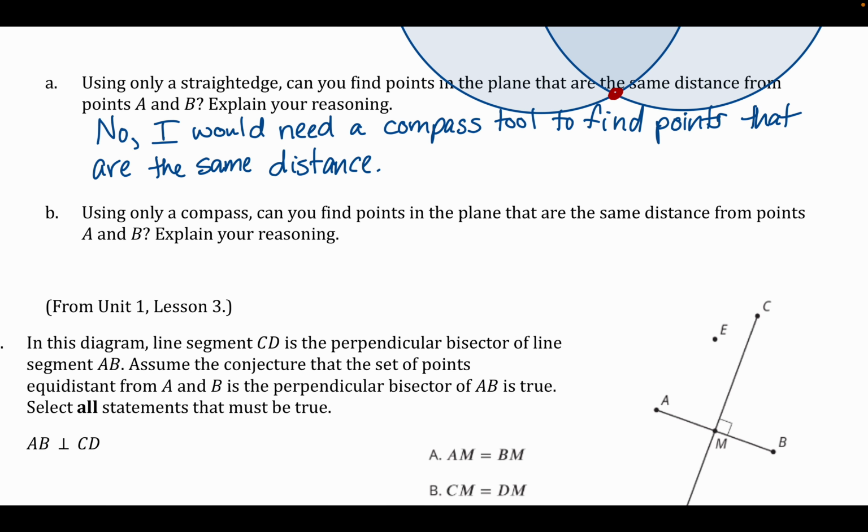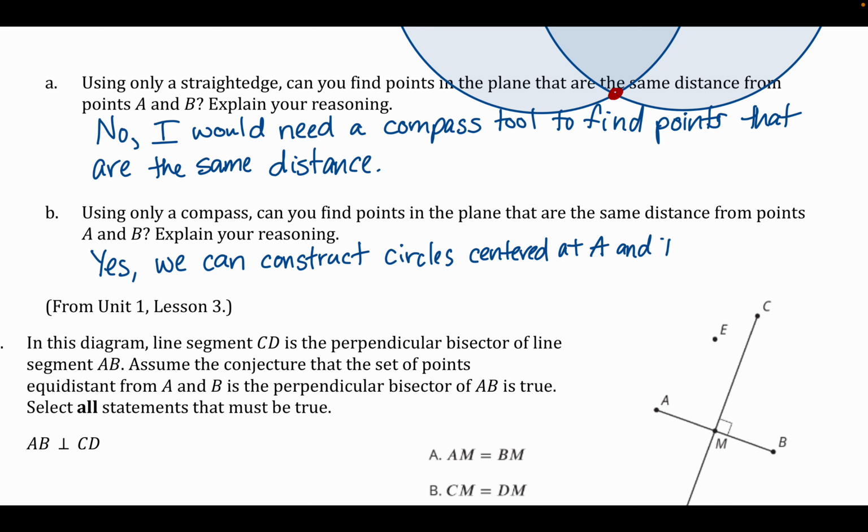So let's put some words to that. We would say, yes, we can construct circles centered at A and B that pass through the other point.